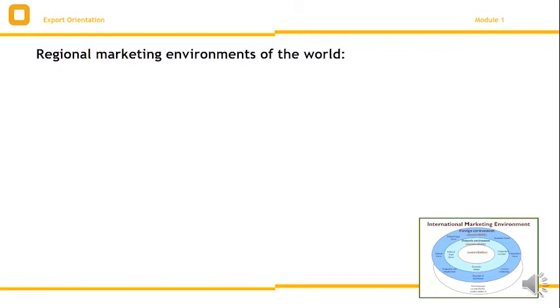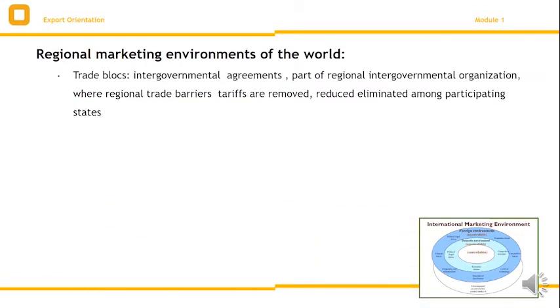So here we're going to discuss what are trade blocs, and we're going to speak about two types of trade blocs. So what is a trade bloc? A trade bloc is an organization that is going to be formed by a group of countries, a group of member states. So it's an intergovernmental agreement between various countries, part of a regional intergovernmental organization where regional trade barriers, tariffs are removed, reduced, eliminated amongst participating states.